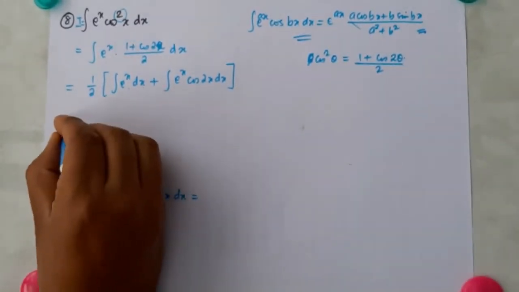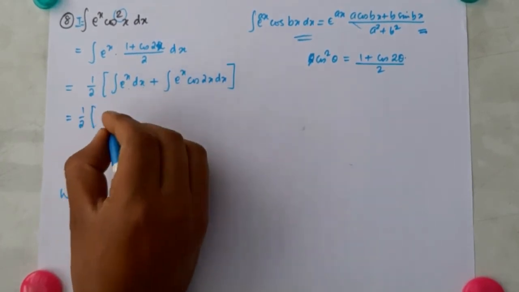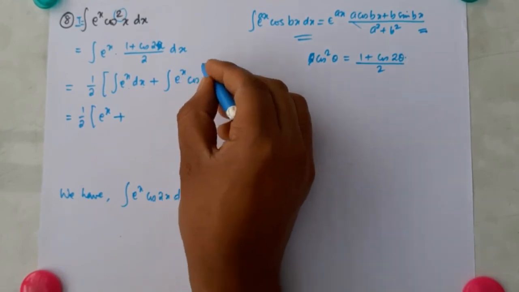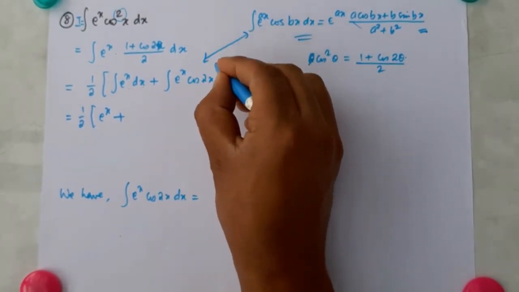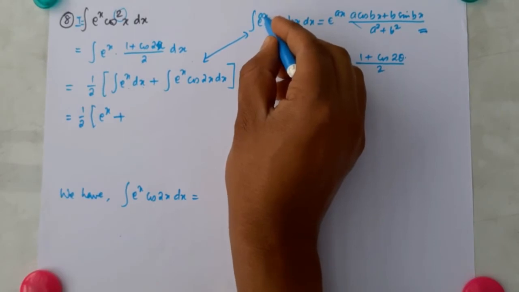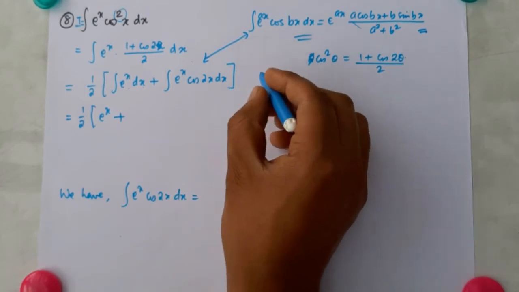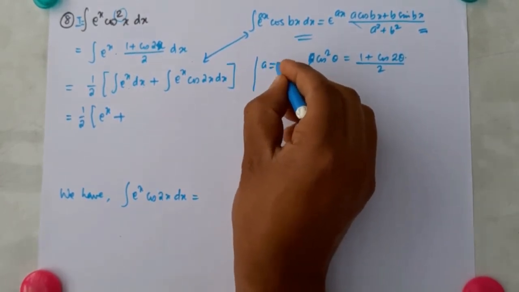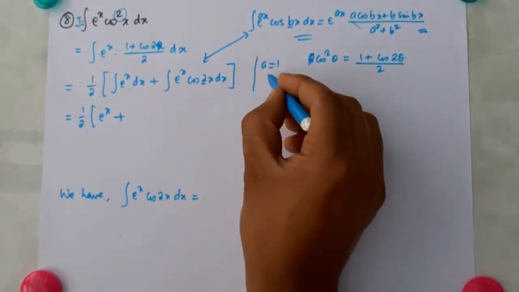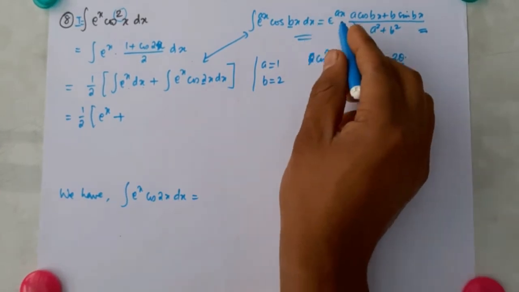So this is half. This is integral e to the power x dx, which is e to the power x, isn't it? Plus, here if you compare this formula with this, tell me the value of a. The value of a is the coefficient of x here. So the coefficient of x here is 1, so that's why a is 1. Now tell me what is b. b is here equal to 2, isn't it? So the value of a is 1 and b is 2. Let me put the values in this formula.